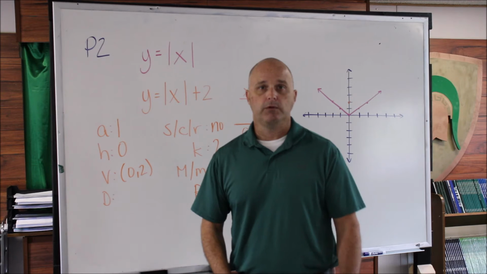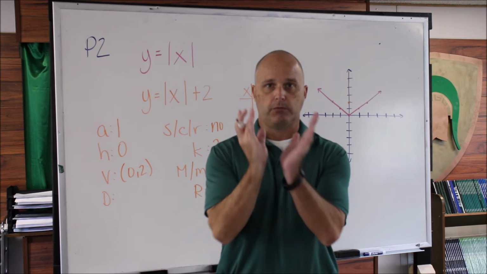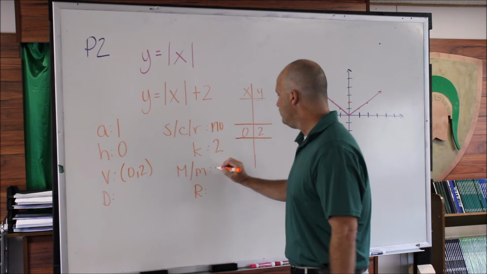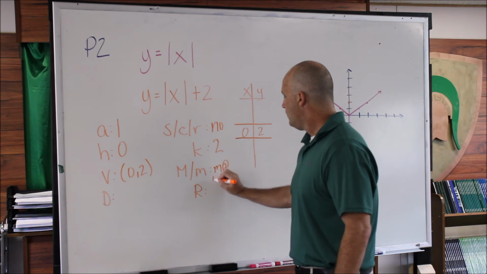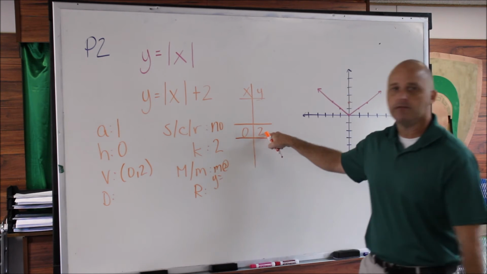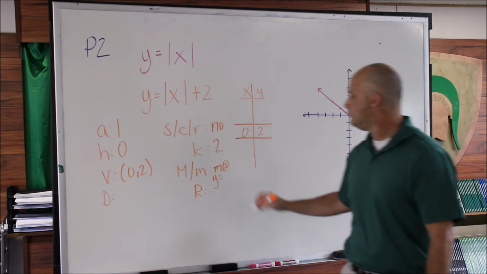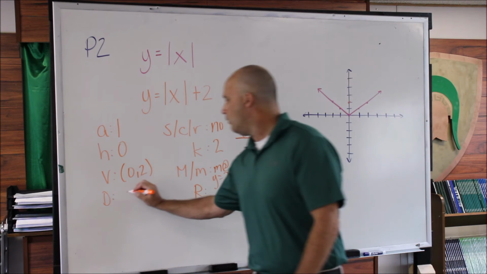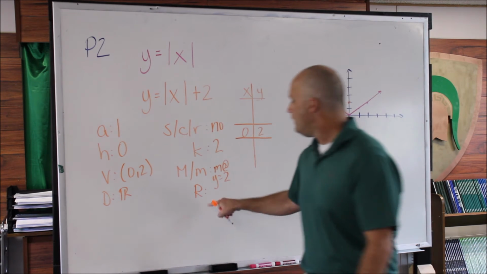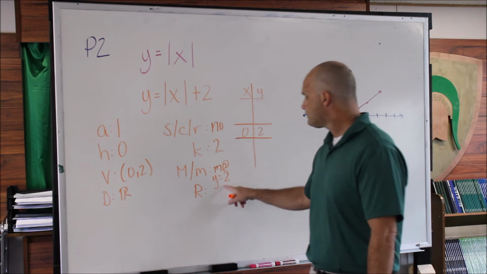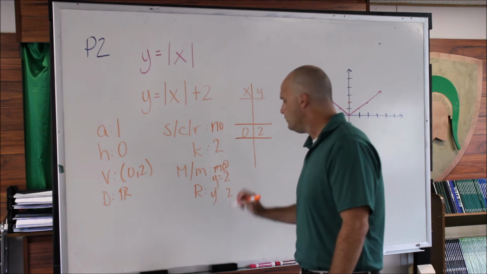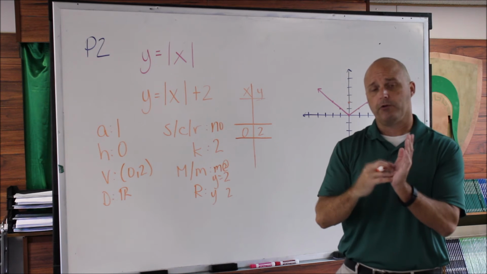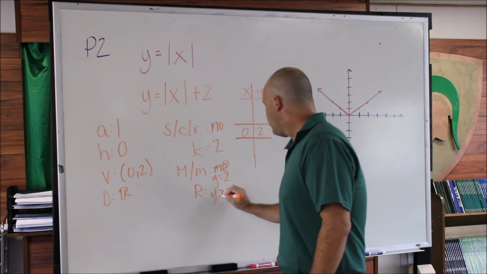Maximum or minimum. Again, we've got an a value of 1, which means that we're going to be opening upwards. Opening upwards tells us that we've got a minimum point. So it's going to be a minimum at y equals, and since the value of y at the vertex is 2, that is going to be our minimum value. Domain is always going to be all real numbers again. And then our range is going to be y, and since it's opening upwards, all of our values on our graph are going to be greater than or equal to 2.